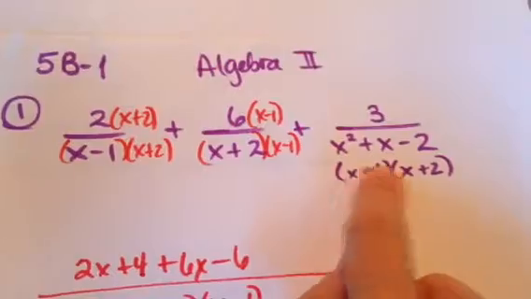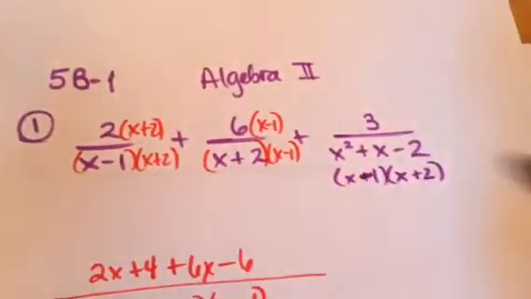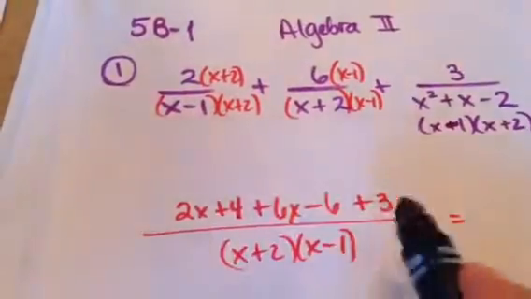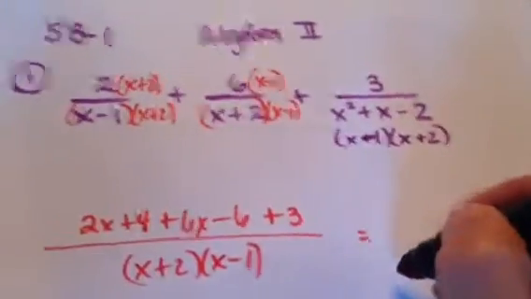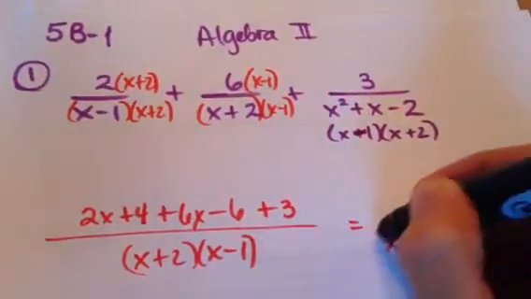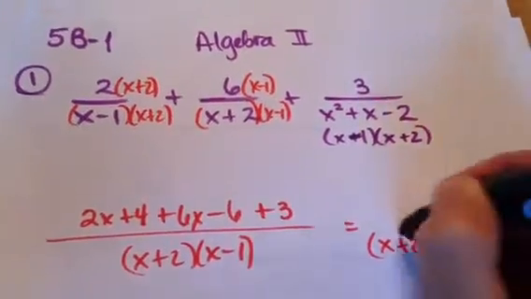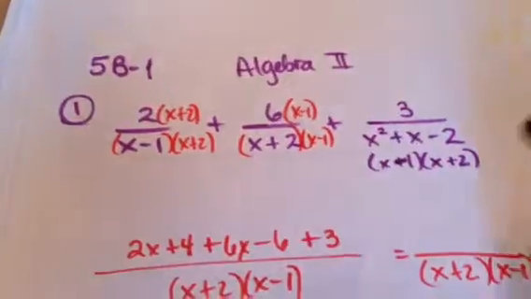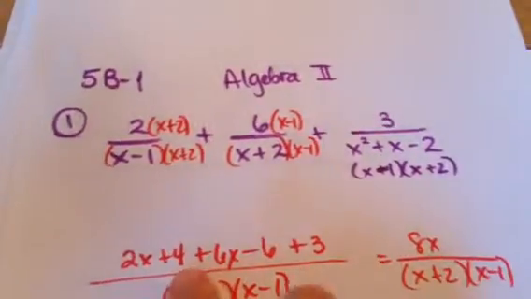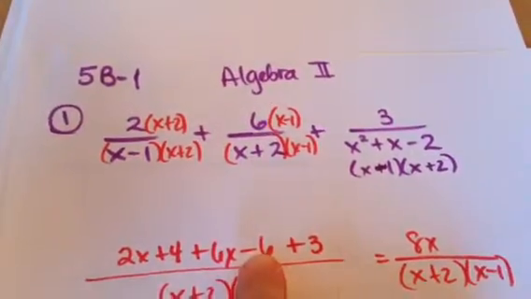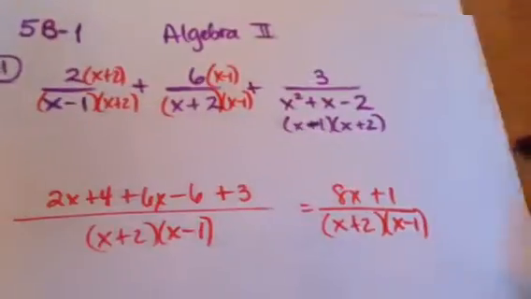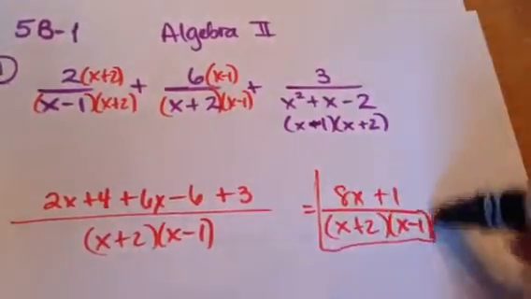This already has my common denominator, so I don't have to do anything with him, so he just stays to be a boring 3. Now, if you have any like terms, let's go ahead and add them together. Again, my denominator just stays just like it is. So let's see, I have a 2x plus 6x, that's an 8x. And then I have a 4 minus 6 is -2, plus 3 is 1. So that's your answer right there.